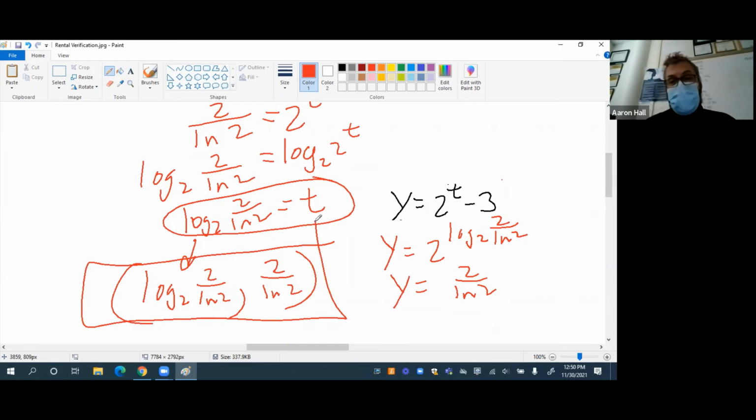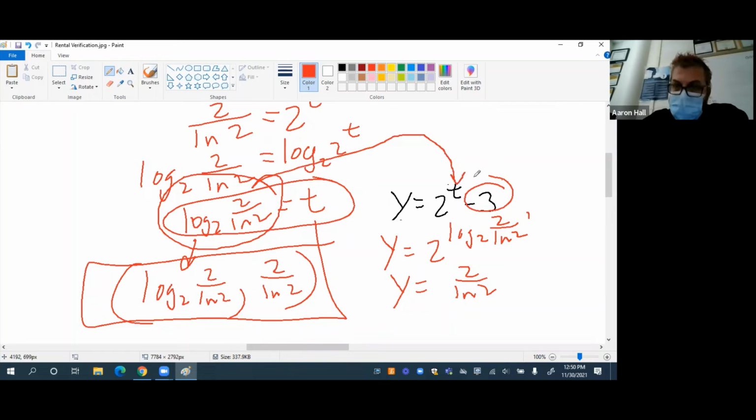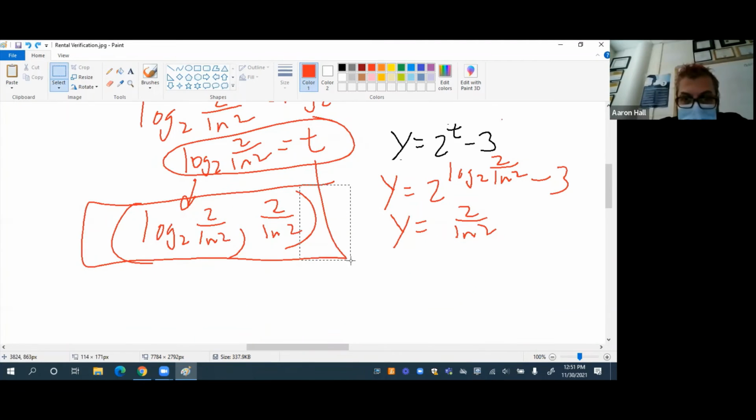Oh, yeah. We forgot this minus 3. Yep. So what I did is I took this value here, that was my t value, and I plugged it in for t here, but then I forgot my minus 3. But Thomas reminded me of that, so we have to put that in there. Moving this over. Yeah, so that becomes minus 3. There we go.